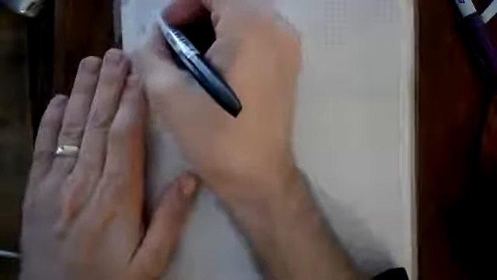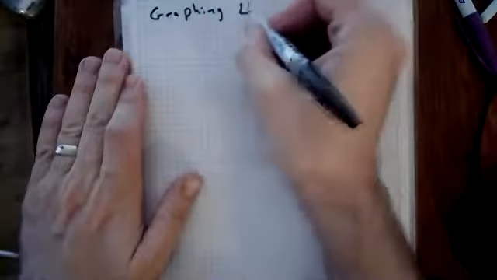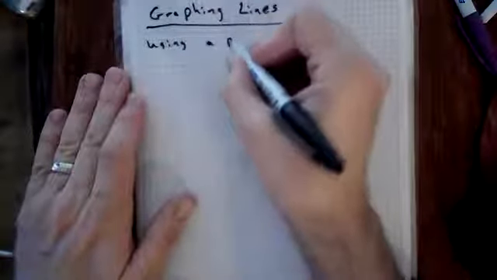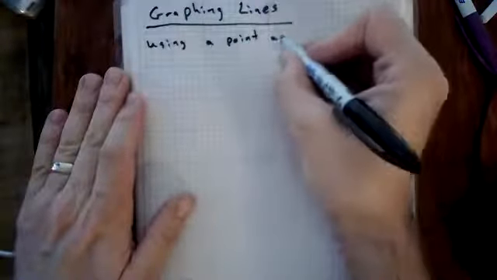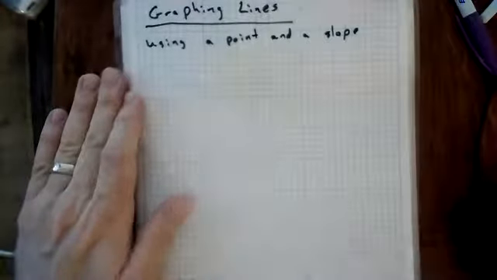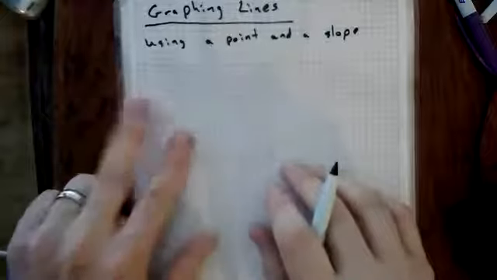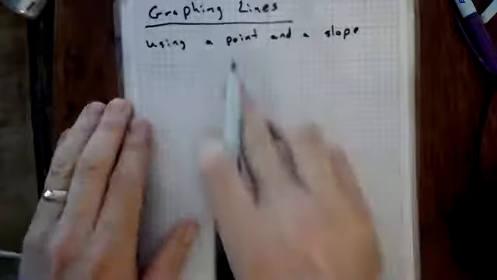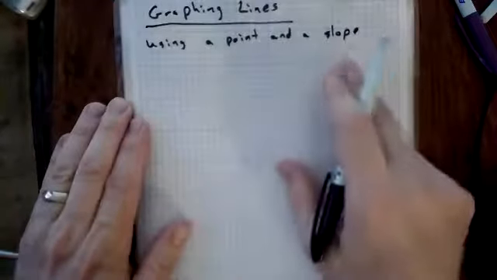All right, so we're going to talk about graphing some lines. And one of the first things that I like to talk about is just using a point and a slope. With this, you only ever need two pieces of information in order to graph any line. You have to have at least a starting point and you have to have a direction.